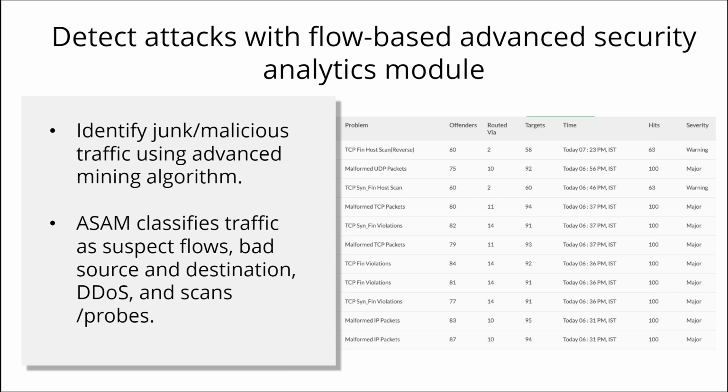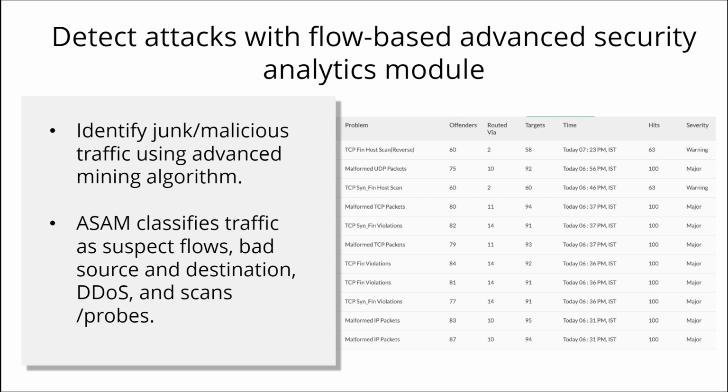So you can identify any malicious traffic that's coming in because we have this algorithm, we have a coding engine. What that does is that it will keep reading the flows, and if we find out there's any anomaly, we see something is not usual, we will be able to alert you even before any kind of attack can happen in place. ASAM will classify the traffic based on suspect flows.